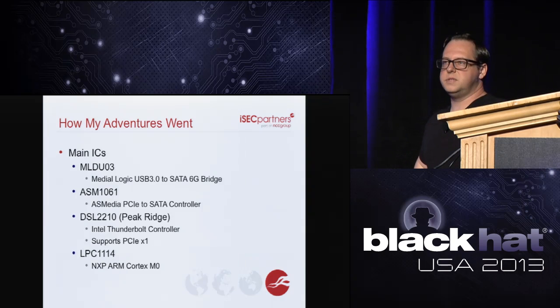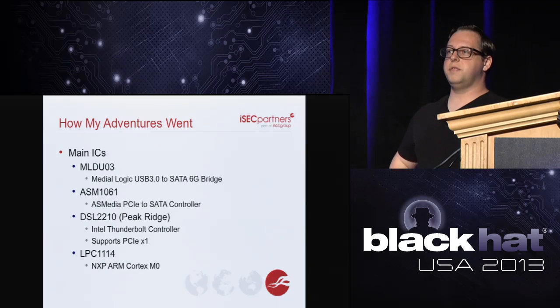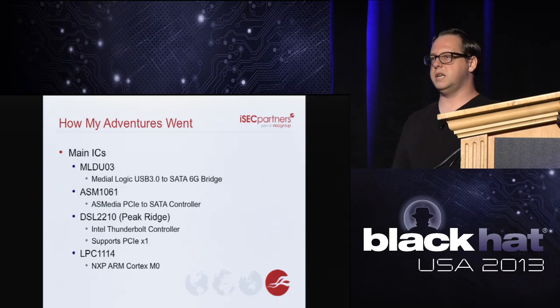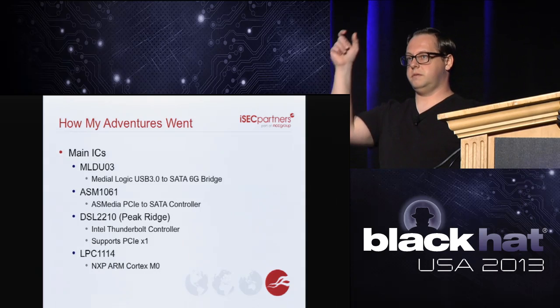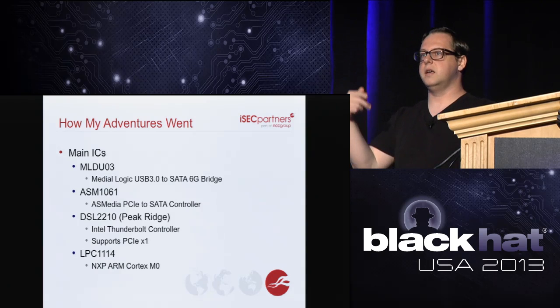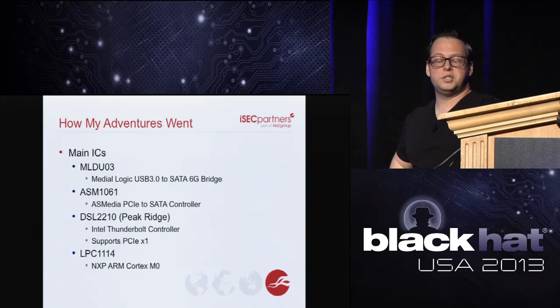We also have an ASM 1061. This is the PCI Express to SATA controller. Again, Thunderbolt is based on PCI Express. You can start building that path out now. It's PCI Express to SATA and then some other technology up to the Thunderbolt controller, which leads us to our next chip, the DSL 2210. This is the Intel Thunderbolt chip. Its code name is Peak Ridge.